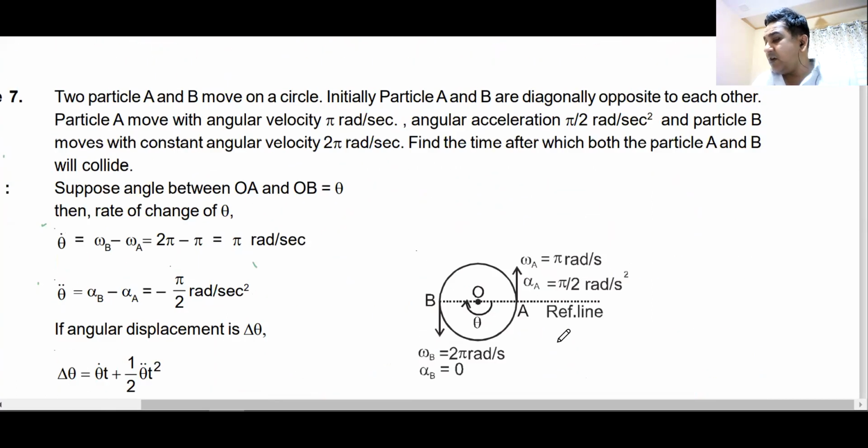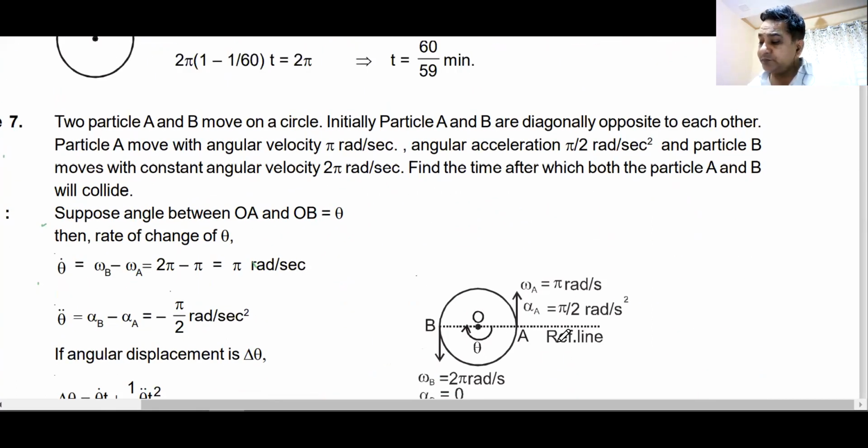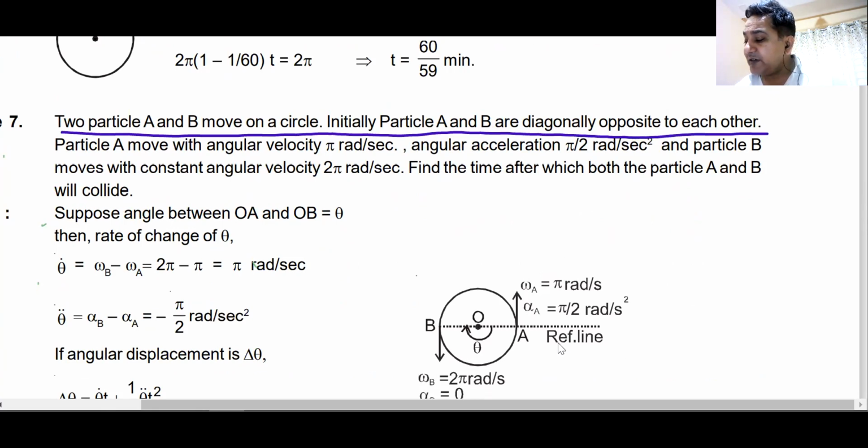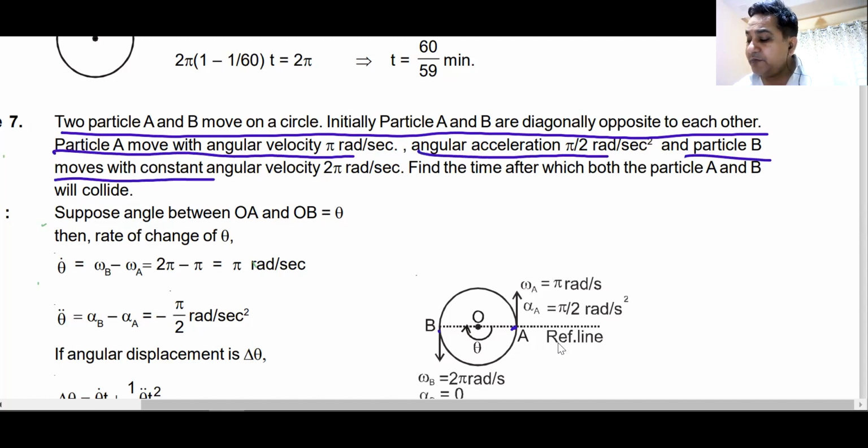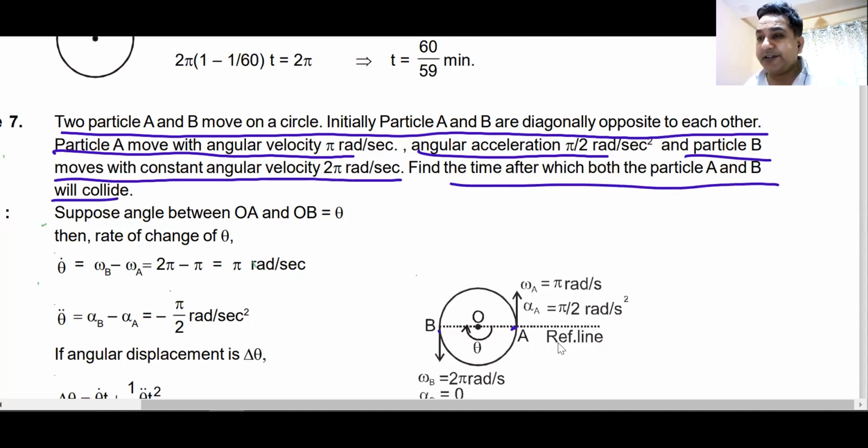Okay, so now this is the question that you got to do. I think this type of question can come. Two particles A and B move on a circle. Initially, particles A and B are diagonally opposite. A is here, B is here. Particle A moves with angular velocity pi radians, angular acceleration is pi by 2, and particle B moves with constant angular velocity. Find the time after which both particles will collide. I'll give you 1 minute. The time starts now.